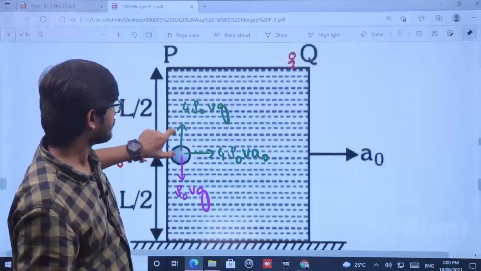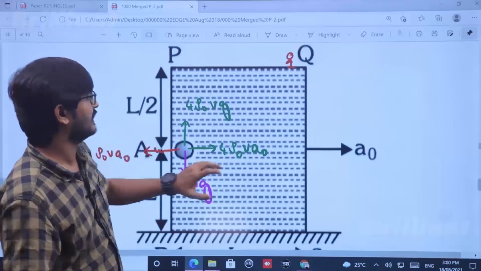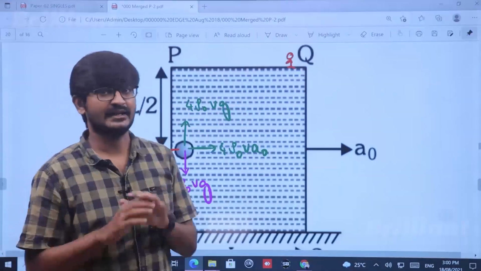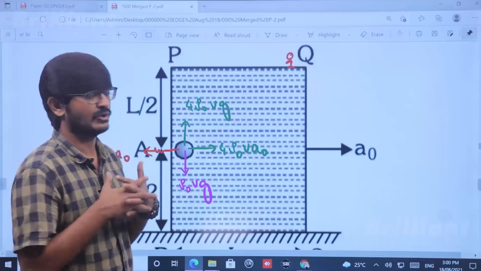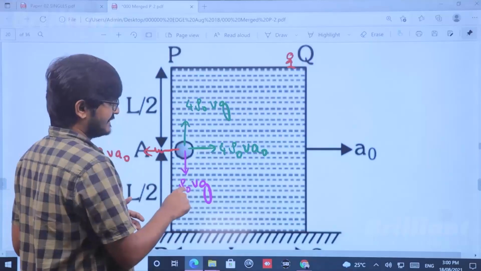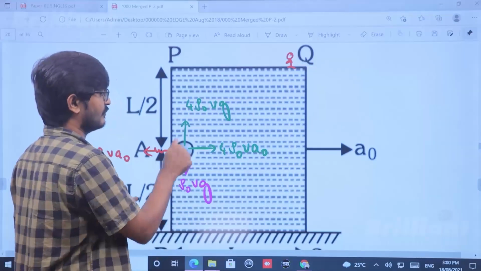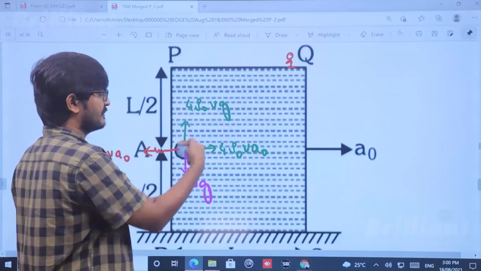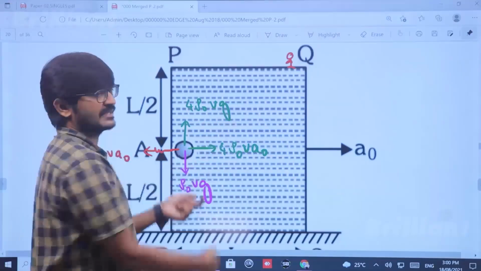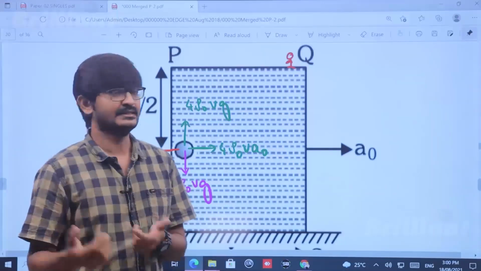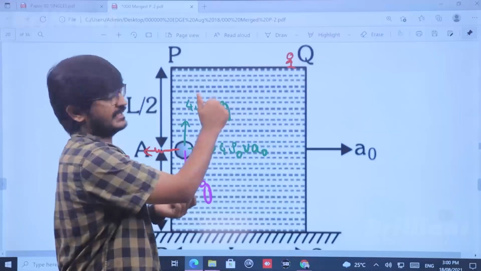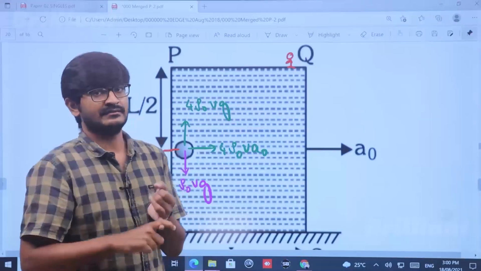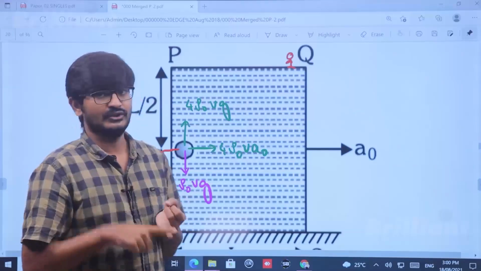So first of all, suppose the container is not accelerating. If the container is not accelerating, how many forces will be acting on the ball? Its own weight, density times volume times g, apart from that buoyancy, right? Because there is a pressure difference. When you go down, the pressure difference will be rho g h, right? So lower pressure will be more than upper pressure, so there will be buoyancy in the upward direction, which will be given by density of the liquid into volume into g.